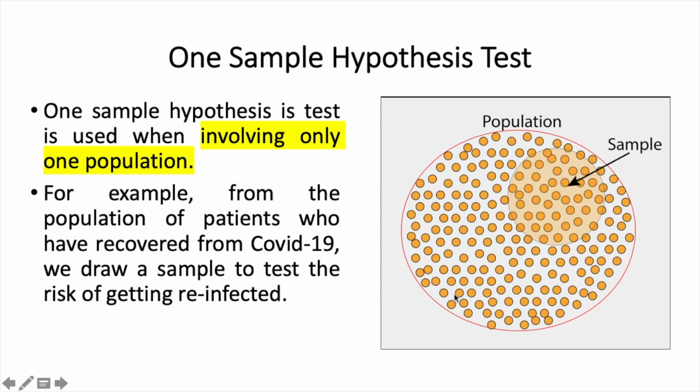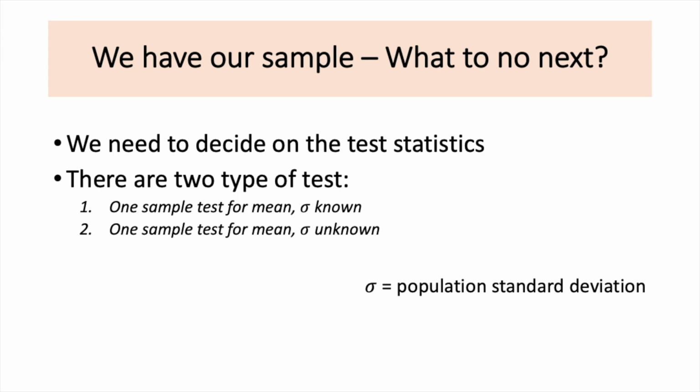You can look into this diagram here, where we have the entire population, one population, and we are going to pick up a sample. For example, for the population of patients who have recovered from COVID-19, we draw a sample to test the risk of getting reinfected. So we are just referring to one specific population and picking up a sample from that population. So we have our sample.